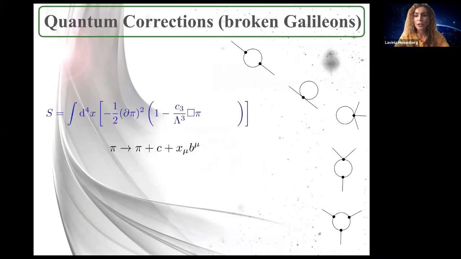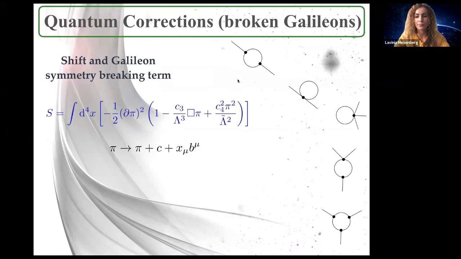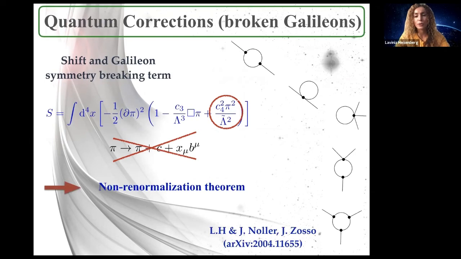So imagine now you take this Galilean, let's say cubic Galilean interactions, and then you introduce a term which breaks the shift and Galilean symmetry, for instance, like this one. Now, because it depends on the pi itself, it breaks this Galilean and shift symmetry. So you would assume that your nice quantum correction behavior would be lost because you lost the symmetry. But we were very surprised, and we were able also to establish a non-renormalization theorem for this effective field theory, even though the shift and Galilean symmetry was explicitly broken.